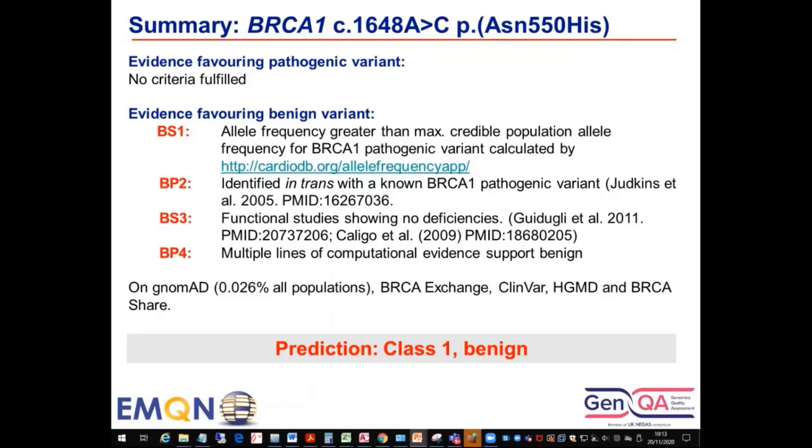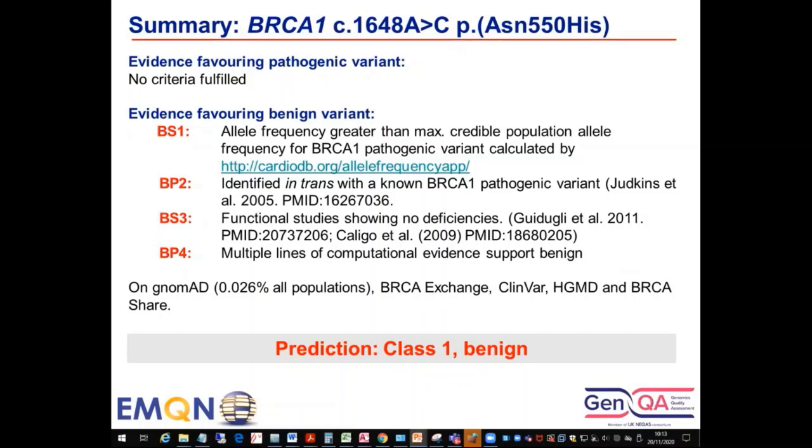The BP2 criterion is also applicable based on the fact that the variant has been identified in trans with a known BRCA1 pathogenic variant in the paper cited here, Judkins et al. 2005. Functional studies of the variant using several different methodologies showed no deficiencies in BRCA1 function from the Guidugli paper in 2011 and the Caligo paper in 2009, allowing us to apply the BS3 criterion. And there are multiple lines of computational evidence that support benign interpretation in this case, allowing us to apply BP4.